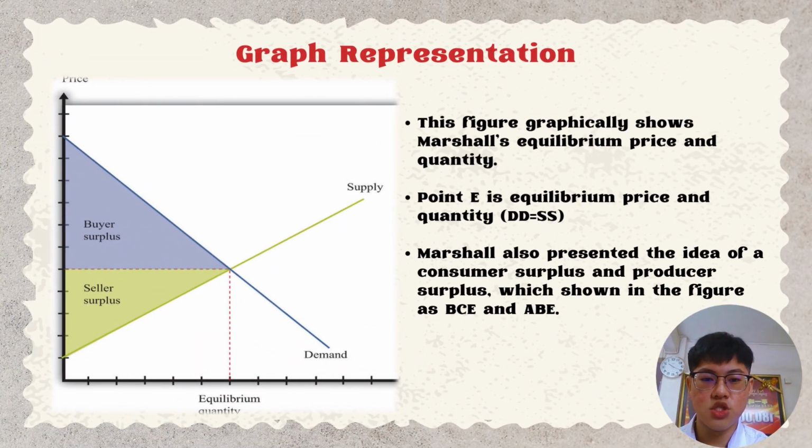This is the graph representation of Marshall's equilibrium price and quantity. The point E is the equilibrium price and equilibrium quantity. Marshall also presented the idea of consumer surplus and producer surplus, which are shown in the figure as BCE and ABE.